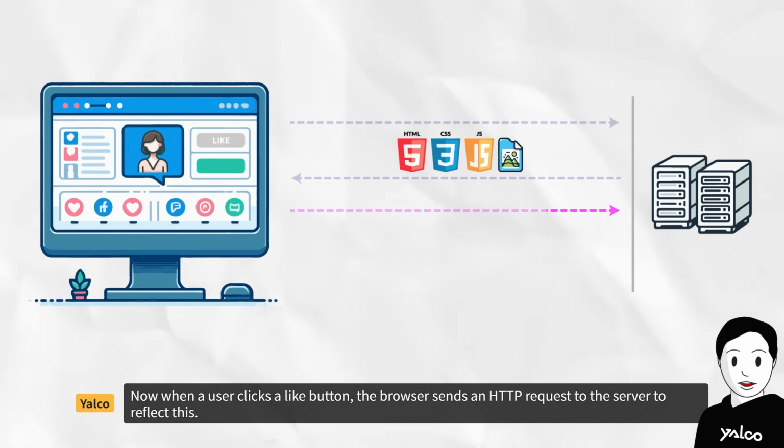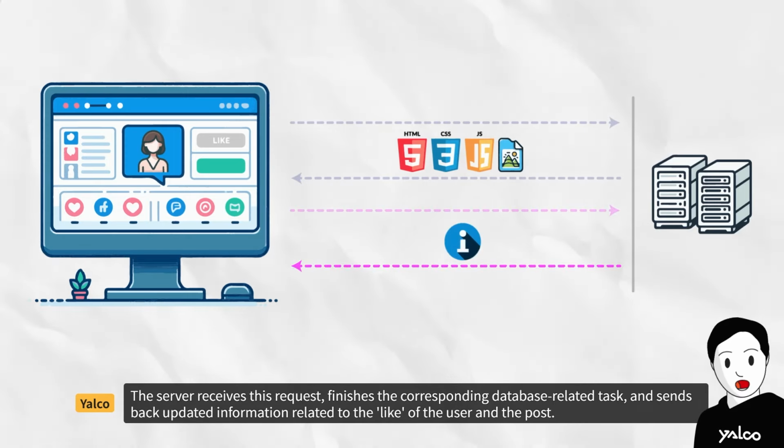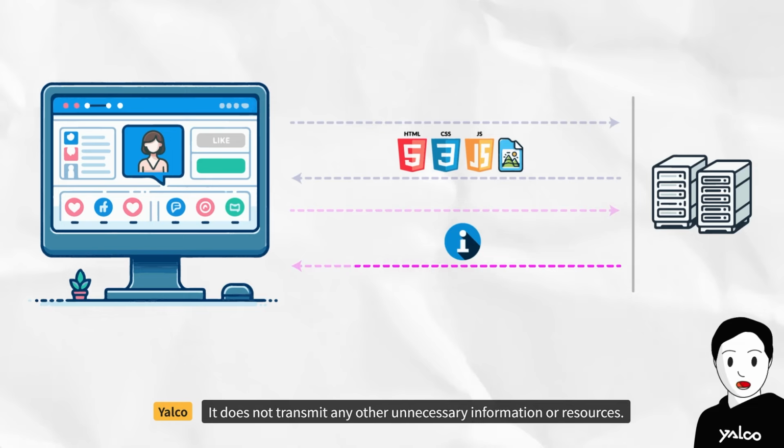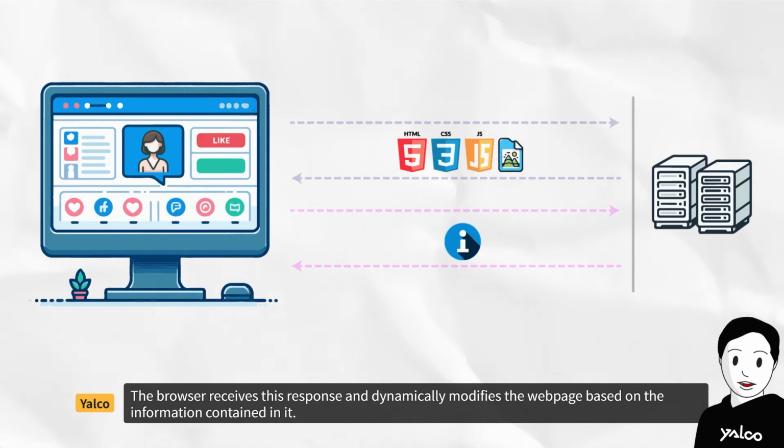Now when a user clicks a like button, the browser sends an HTTP request to the server to reflect this. The server receives this request, finishes the corresponding database related task, and sends back updated information related to the like of the user and the post. It does not transmit any other unnecessary information or resources. The browser receives this response and dynamically modifies the web page based on the information contained in it.